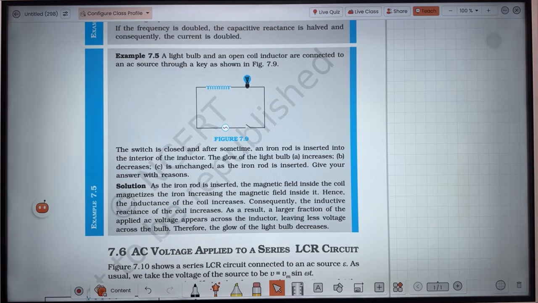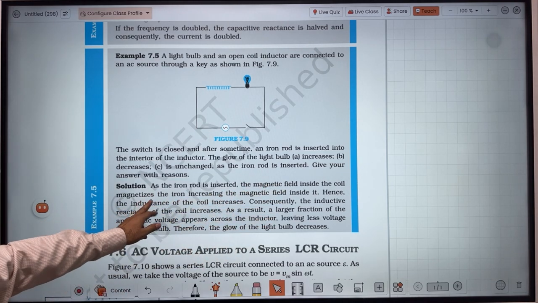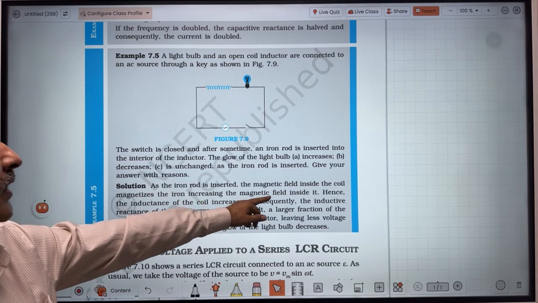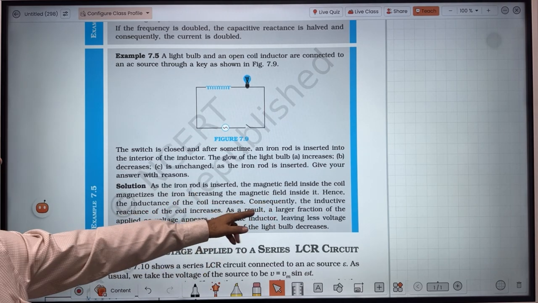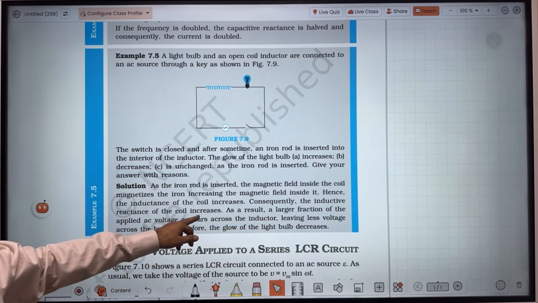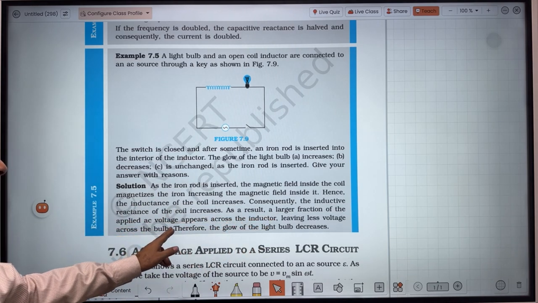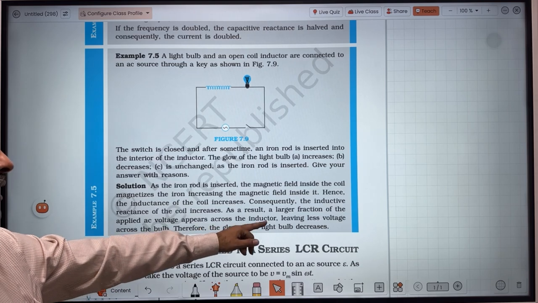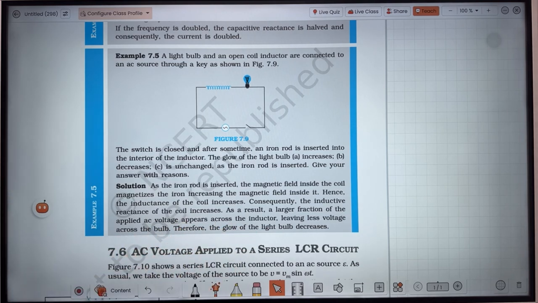So it's obvious. As the iron rod is inserted, the magnetic field inside the coil magnetizes the iron, increasing the magnetic field inside it. Hence the inductance of the coil increases, right? Consequently, the inductive reactance of the coil increases, then current will reduce. As a result, a larger fraction of the applied AC voltage appears across the inductor, leaving less voltage across the bulb. Therefore, the glow of the light bulb decreases.